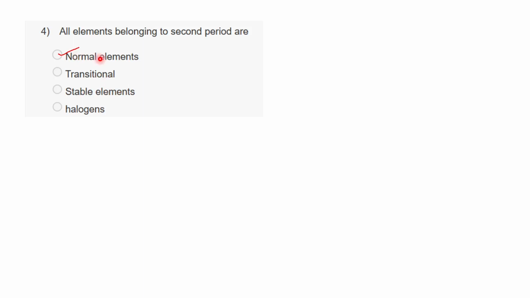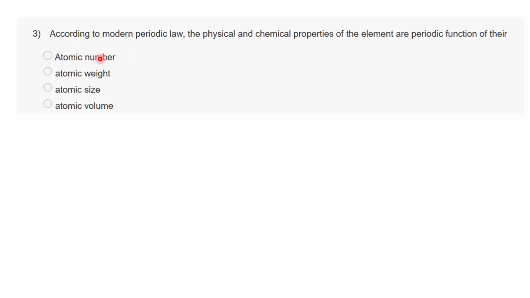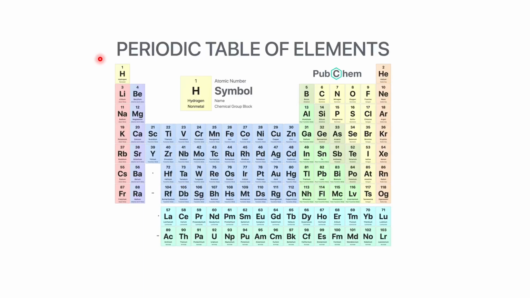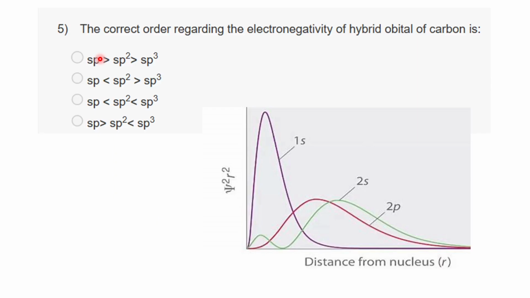So I assume there are no doubts in these third and fourth questions. If you have any doubts, you can ask me now. Do you have any doubts? Okay. I assume they do not have any doubts. We will move on to this question: the correct order regarding the electronegativity of hybrid orbitals of carbon.